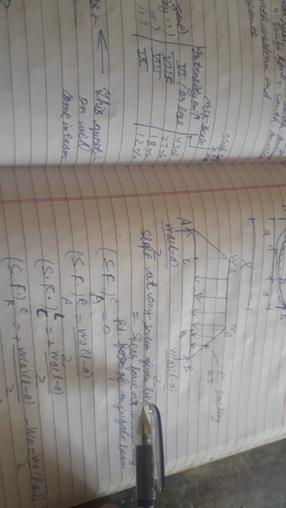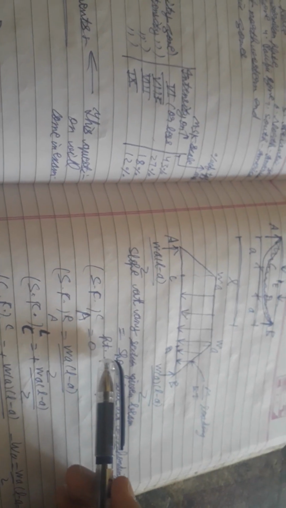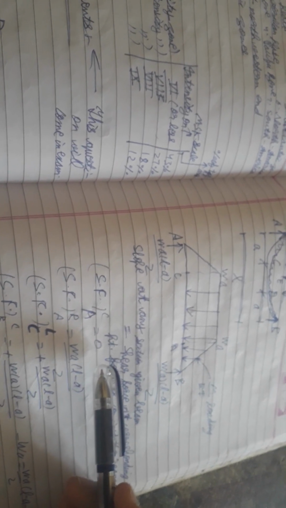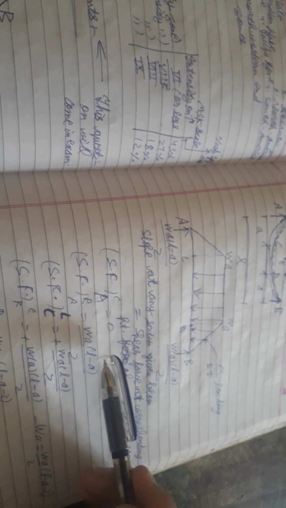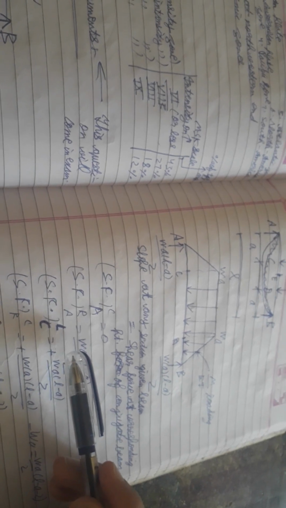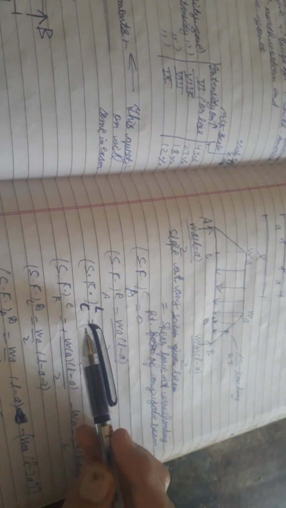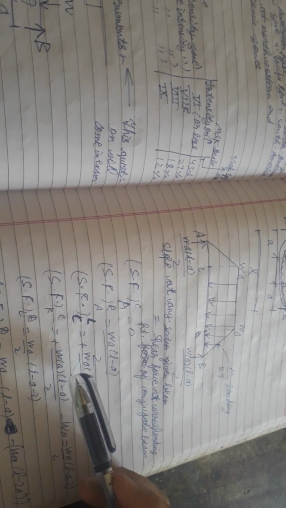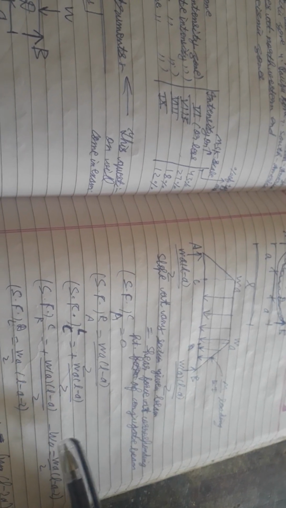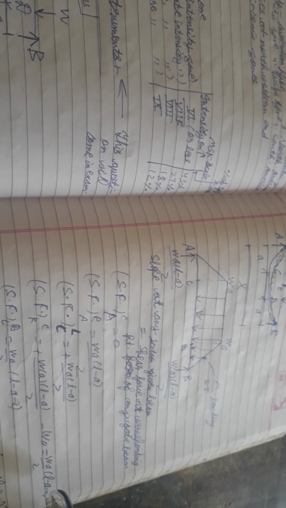Slope at any section of the given beam is the shear force at the corresponding point of the conjugate beam. Shear force at C is equal to 0, shear force at A is equal to WA into (L minus A) divided by 2. Shear force at C on the left side is equal to WA into (L minus A) by 2, and shear force at the right of C is equal to WA into (L minus A) by 2 minus WA, which is equal to WA by 2 into (L minus A minus 2).